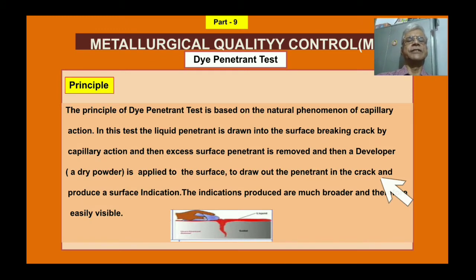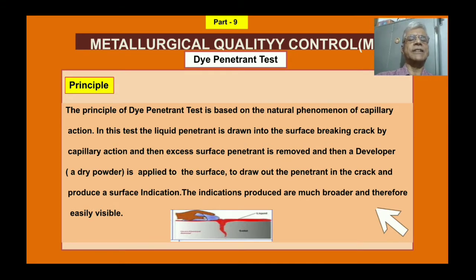So what is the principle behind this? The principle of dye penetrant test is based on the natural phenomenon of capillary action. In this test, the liquid penetrant is drawn into the surface-breaking cracks by capillary action, and then excess surface penetrant is removed, and then a developer, which is basically dry powder, is applied to the surface to draw out the penetrant from the cracks and produce a surface indication. The indications produced are much broader and therefore they are easily visible. So it is basically based on the natural phenomenon of capillary action.